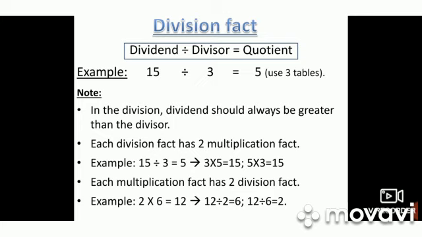Each division fact has 2 multiplication facts and likewise, each multiplication fact has 2 division facts. Here, look at the example, 15 divided by 3 is equal to 5. In multiplication fact, this can be written as 3 5s are 15 or 5 3s are 15. As I said, each multiplication fact has 2 division facts. The example is 2 6s are 12. So 12 divided by 2, you are getting 6 and 12 divided by 6, you are getting 2.